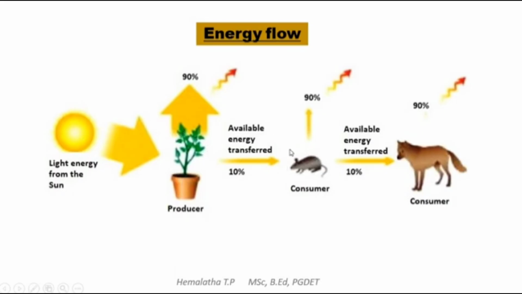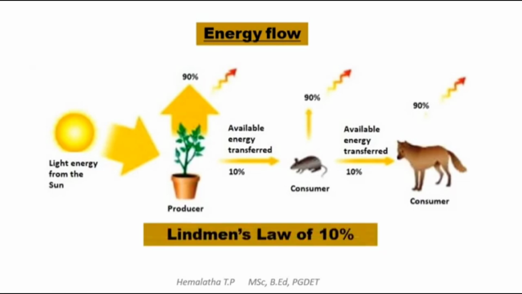And at the next trophic level, when it is moving, it is only 1%, because the other 9% is going in the form of heat. So 90% is lost in the form of heat, and only 10% will be transferred to the next level. It keeps on moving like that. Every time only 10% can pass, and the other 90% will be lost in the form of heat. That is due to respiration or any other processes; it will be lost and go to the atmosphere again, and only 10% will be transferred to the next level. So this law was introduced by one of the scientists called Lindeman. So it is called Lindeman's law of 10%.